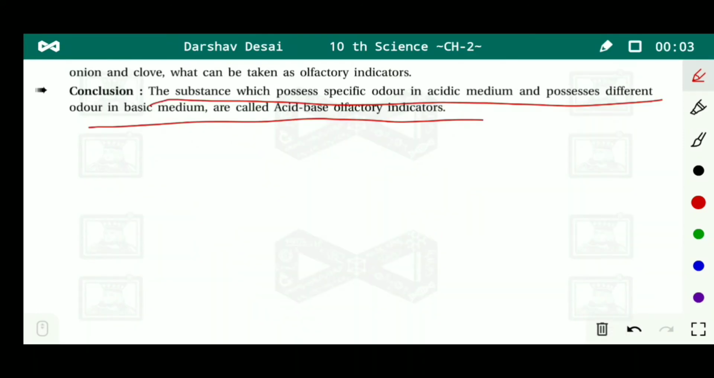So in the next lecture we discuss what type of changes occur in onion, clove oil and vanilla essence in presence of acid and base. So this is the complete activity. This is totally experimental based activity. We will discuss whether the smell of onion increases or decreases in presence of acid and base in the next lecture.